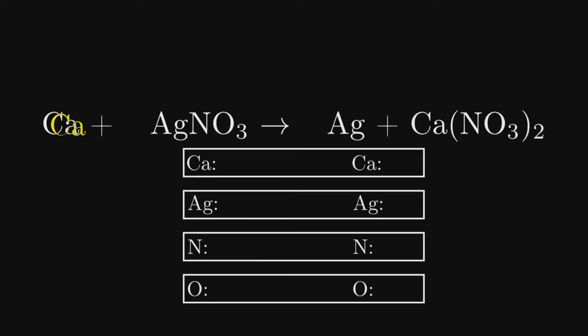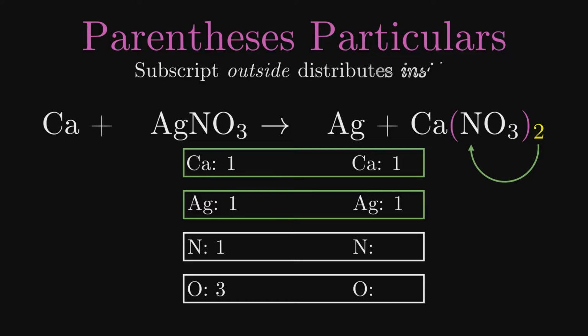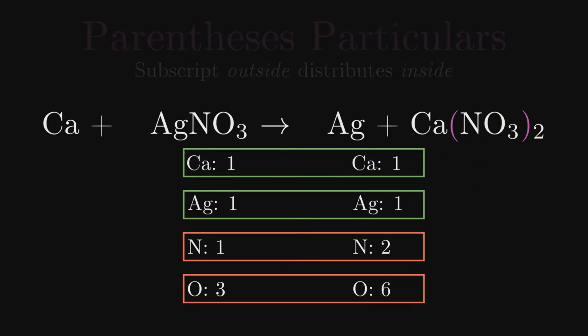That previous equation is about as simple as it gets, but even this one is less complicated than it seems. Accounting for every element on the left, there's 1 calcium, 1 silver, 1 nitrogen, and 3 oxygens. On the right, there's 1 silver, 1 calcium, and what do we do with these parentheses? We treat them like we do in math, except instead of a number on the left distributing in, it's a subscript on the bottom right that does. That makes 2 nitrogens and 6 oxygens on the right.